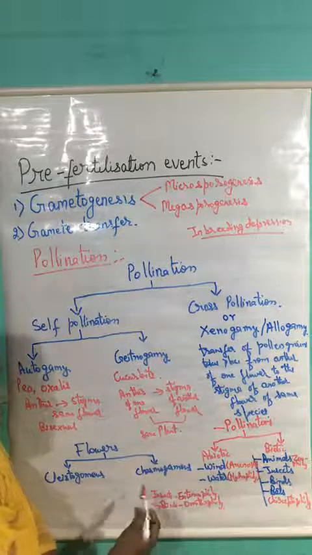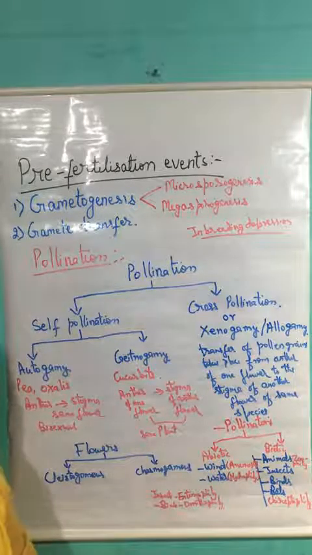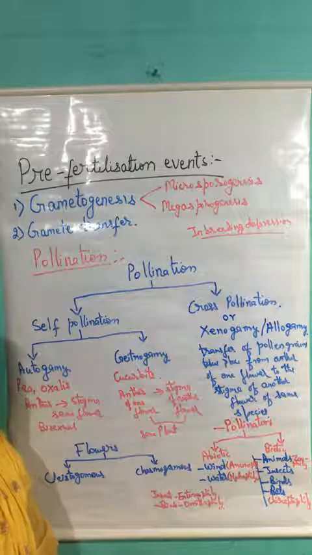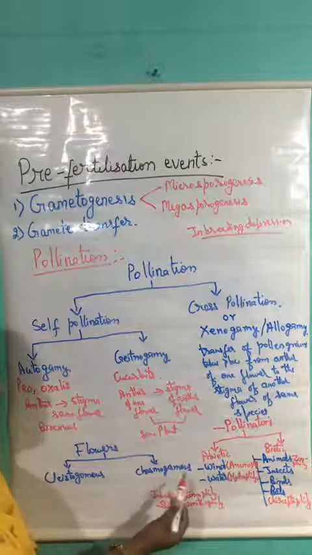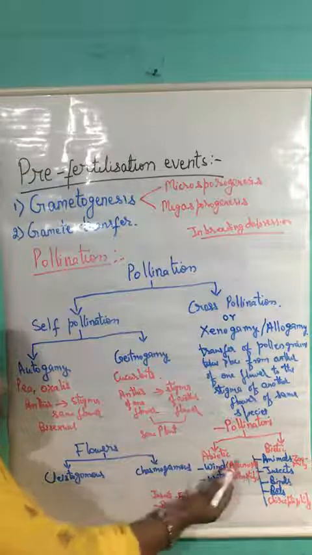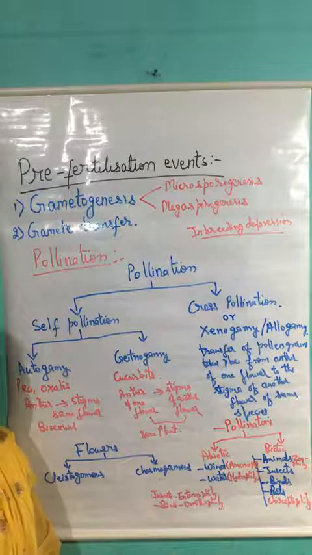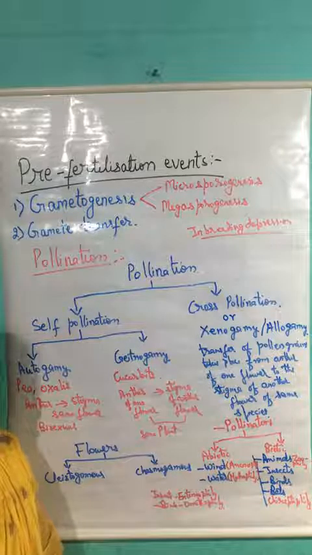Now, we have seen how the gamete transfer takes place in case of angiospermic plants. In the next video, we will discuss the important features of the flowers which are pollinated by the different agencies and the adaptations which take place in that type of flower.